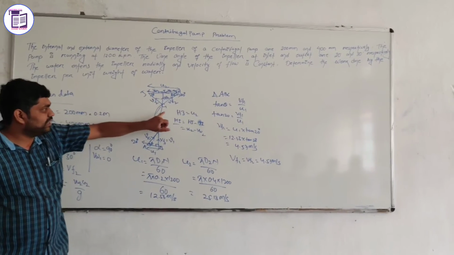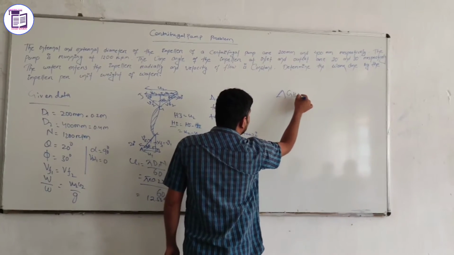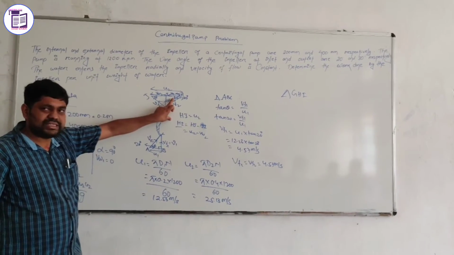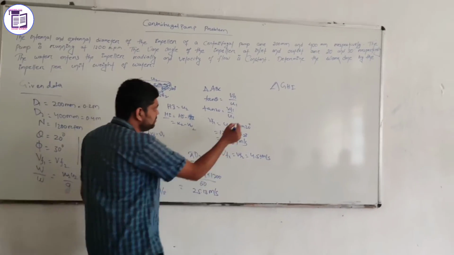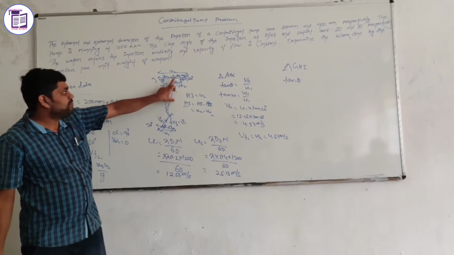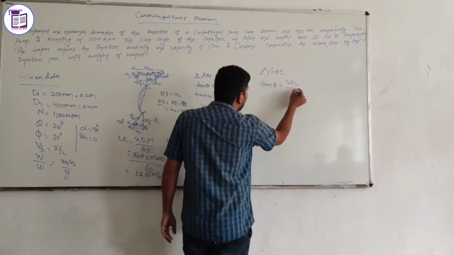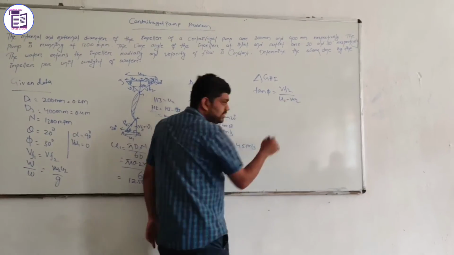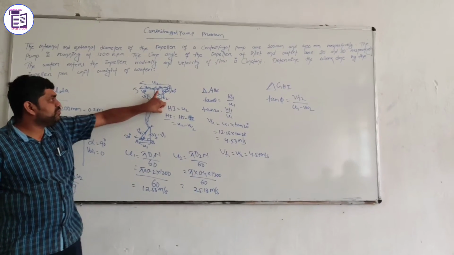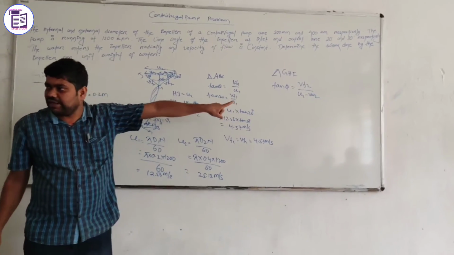So using this triangle GHI, there is a phi value given. Similarly, we are considering tan phi here. Considering tan phi, tan phi is equal to what? VF2 by U2 minus Bw2. So tan phi is equal to VF2 by U2 minus Bw2, from this triangle. So from this you can find the value of Bw2.